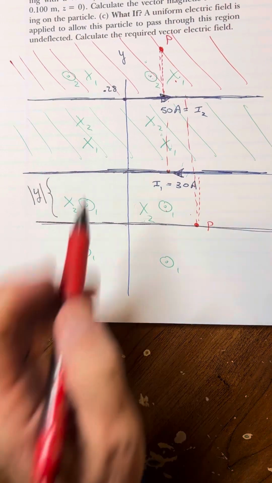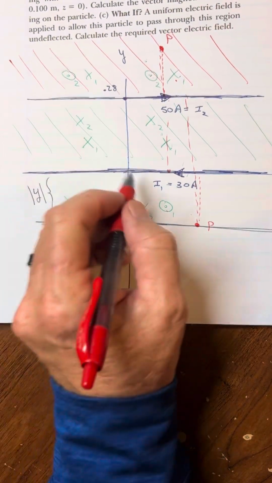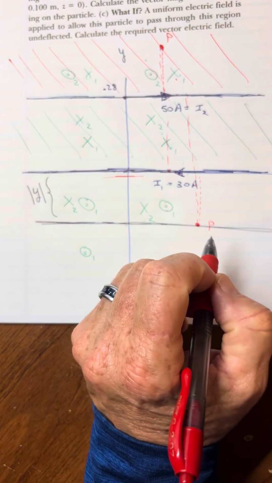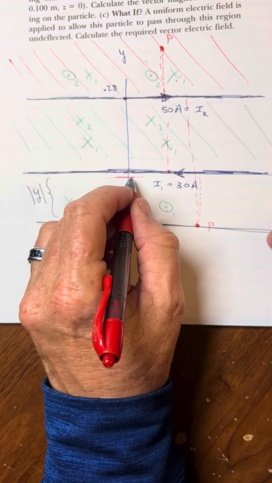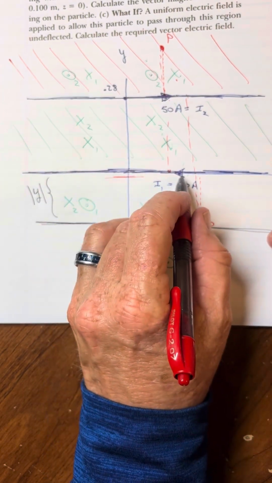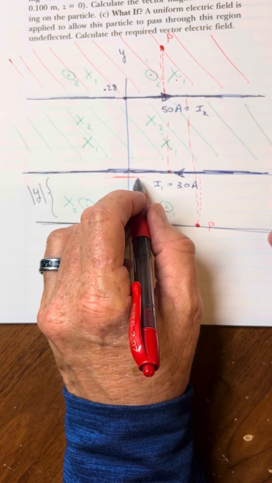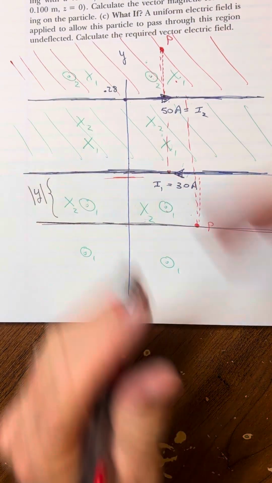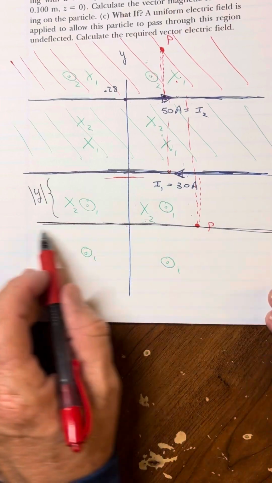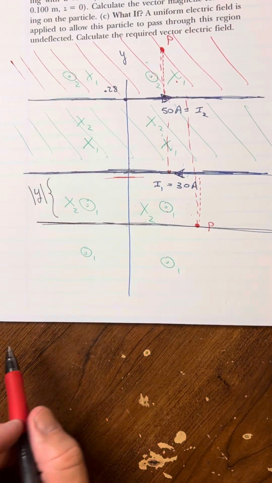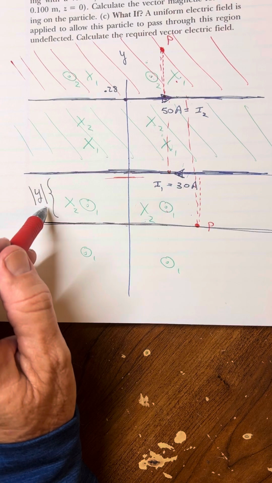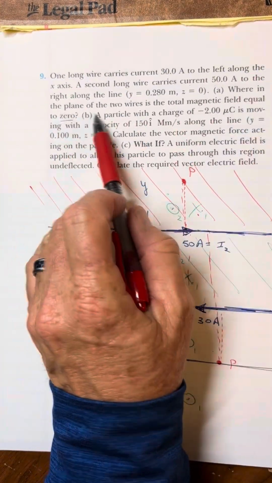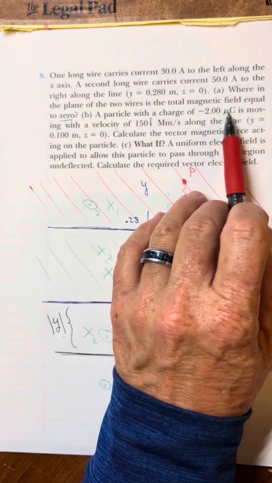And then for positions that are really close to this 30, you can see that we're so close to the 30 that the field from the 30 amps is going to be way stronger than the field from the 50. So there must be some transition line right here. And that's what we're hunting for. What is that value of y where this field would be 0? Where in the plane of the two wires is the magnetic field equal to 0.